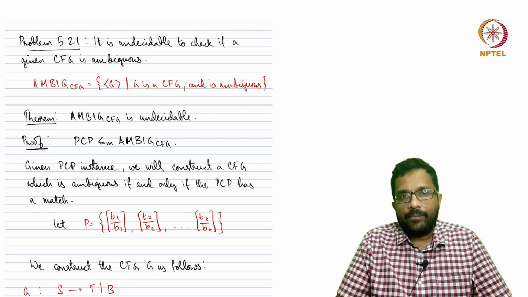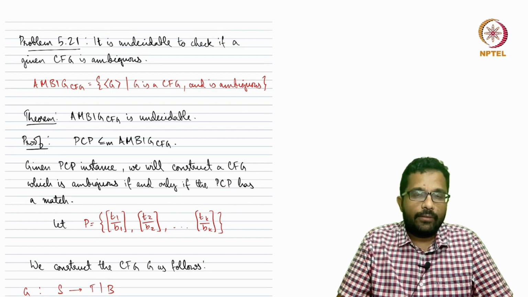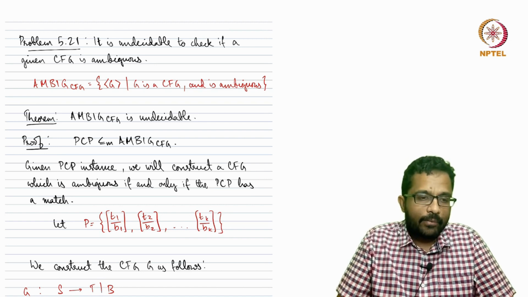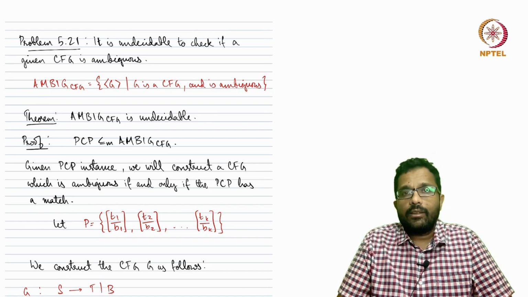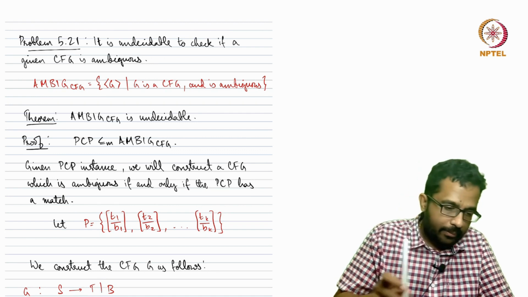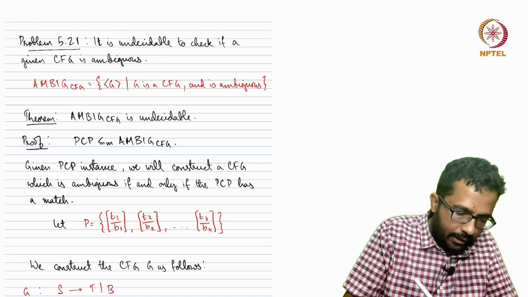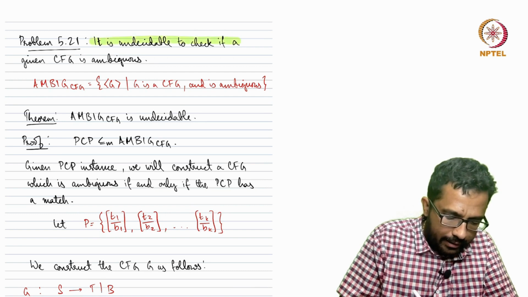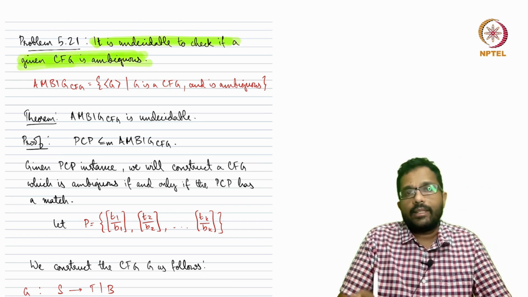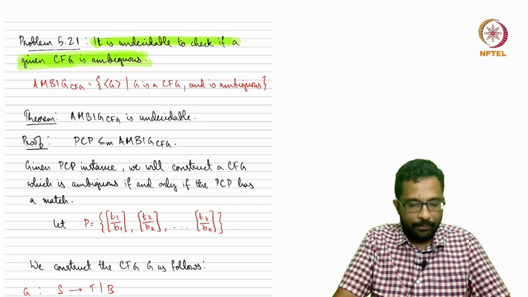Anyway, in this lecture, we are going to see an application of the fact that PCP is undecidable. We are using it to show the undecidability of determining whether a given context-free grammar is ambiguous. This is not in the textbook as text material, but it is there as problem 5.21. So given a CFG, it is undecidable to determine whether it is ambiguous.